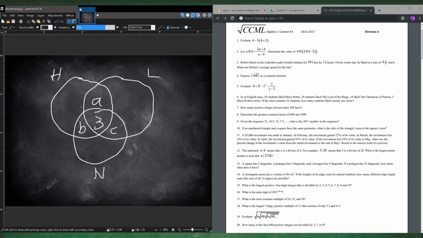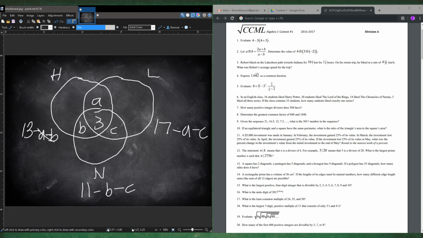So we have 16 that like Harry Potter. So that is 13 minus A minus B in this circle. And in Lord of the Rings, we have 20. So that would be 17 minus A minus C, because it has to be right here. And 14 like the Chronicles of Narnia. So that would be 11 minus B minus C. And all these sections have to add up to 33. So this plus this plus this plus this plus this plus this plus this.